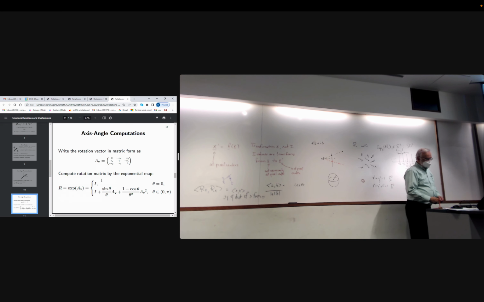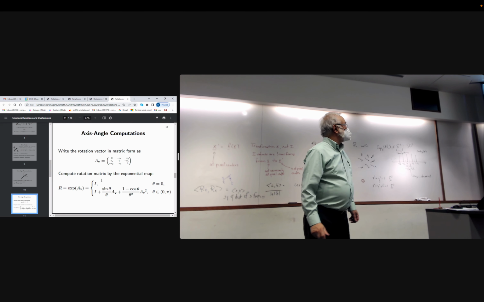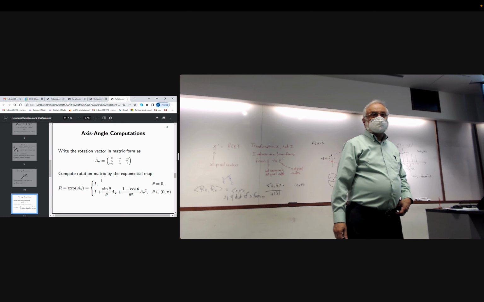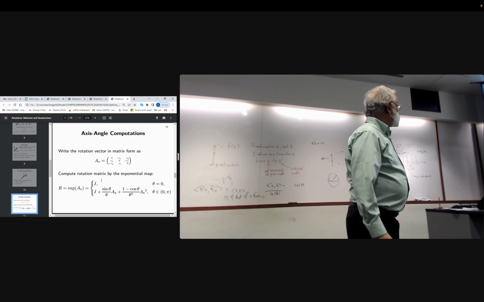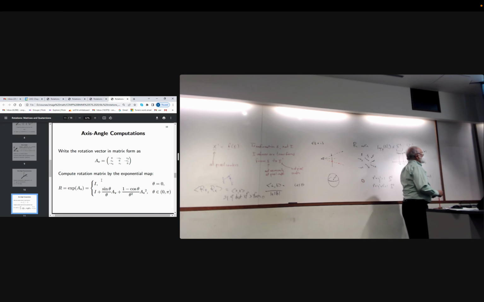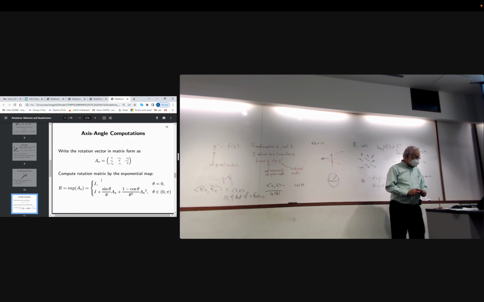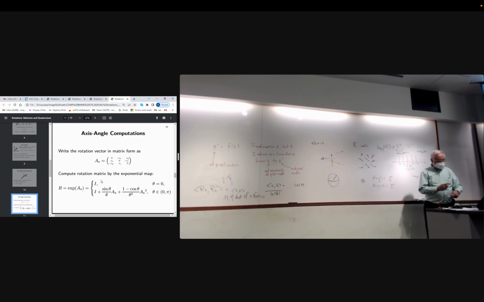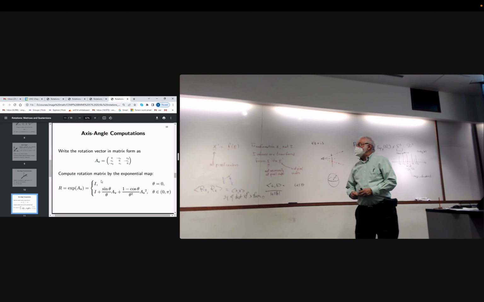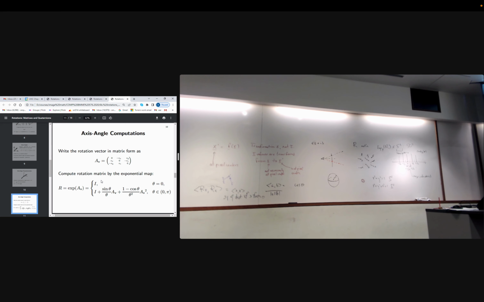And that vector V can be turned into a matrix A sub V, which is simply given by this formula. You have an X component, a Y component, and a Z component of V. And it turns out that the rotation matrix is related to AV by this formula. If theta equals 0, the matrix is the identity matrix, and otherwise it's the identity matrix, plus sine of the angle of rotation, which is the magnitude of V, over theta times AV, plus 1 minus cosine of that angle over theta squared times AV times itself. So here's a formula to go from axis angle, as represented by AV, into a rotation matrix.